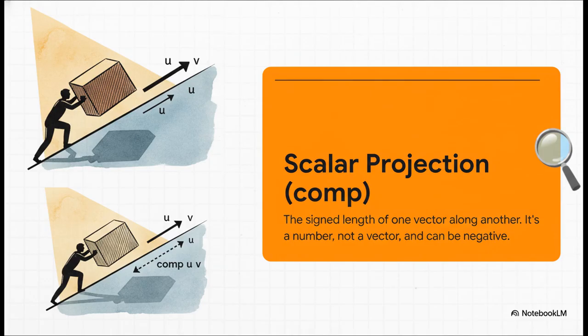First up is the scalar projection. People often write it as comp for component. It answers one simple question. How long is the shadow? That's it. It's just a number, a magnitude. Now, if the shadow points in the same direction as the vector it's on, that number is positive. But if it points in the opposite direction, it's negative. It gives us the length, but that's all.